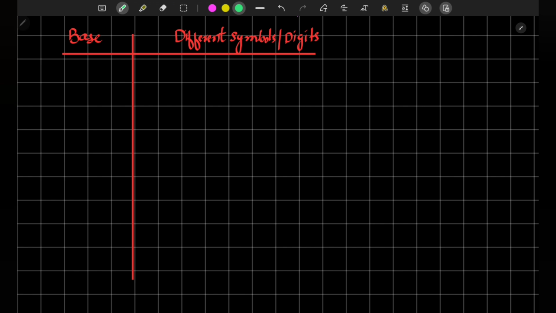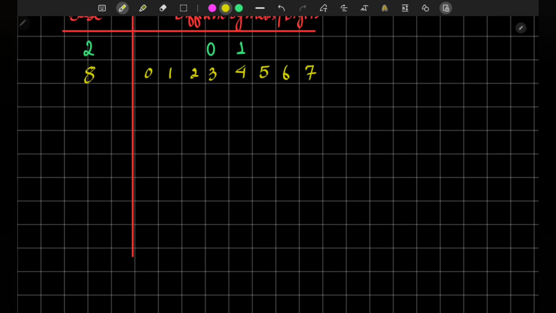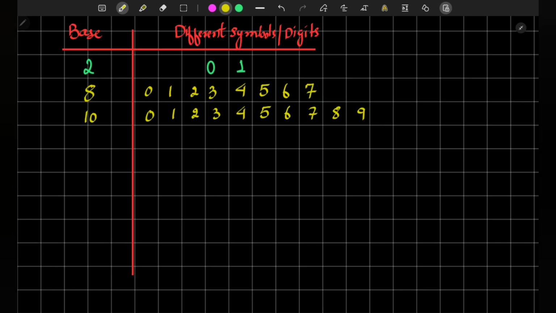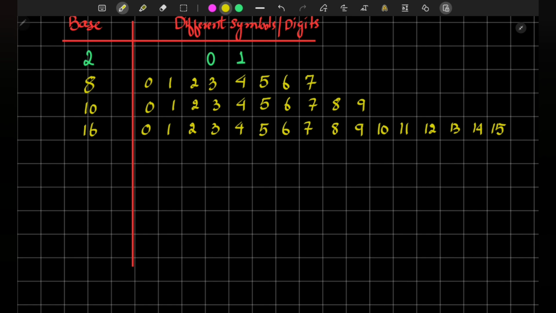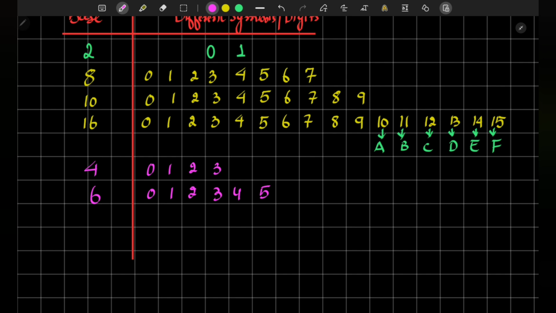Let us suppose we have a number system with base 2, then the symbols will be 0 to 2 minus 1, that is 0 and 1. If the base is 8, then the symbols will be 0, 1, 2, 3, all the way up to 7. For base 10, we will have symbols from 0 to 9. For base 16, we have weights from 0 to 15, wherein weight 10 is represented by A, 11 by B, 12 by C, 13 by D, 14 by E, and 15 by the symbol F. Similarly, we can have any base and symbols will always be weighted from 0 to B minus 1.